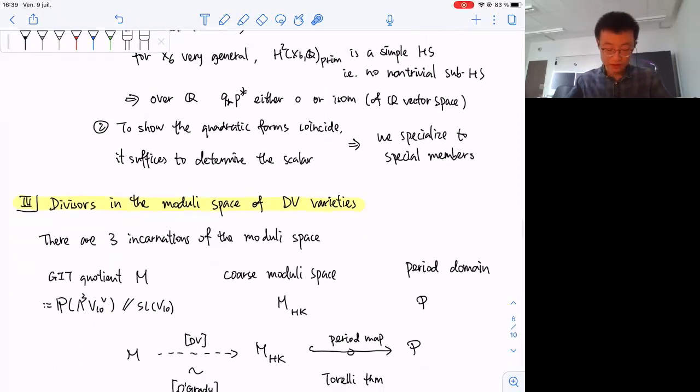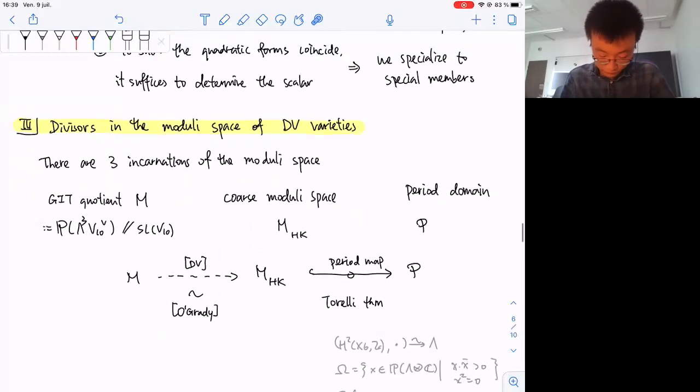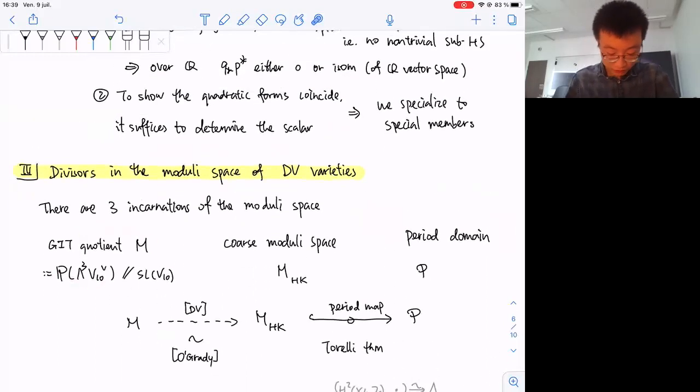For this moduli space, there are actually 3 different models. On the left-hand side, we have a moduli space for the 3-form sigma. This can be realized as a GIT quotient: we take the space of all 3-forms and quotient by the action of SL(V10). In the middle, we have a coarse moduli space for polarized hyperkähler varieties. And on the right-hand side, we have the period domain that we already saw in earlier talks.